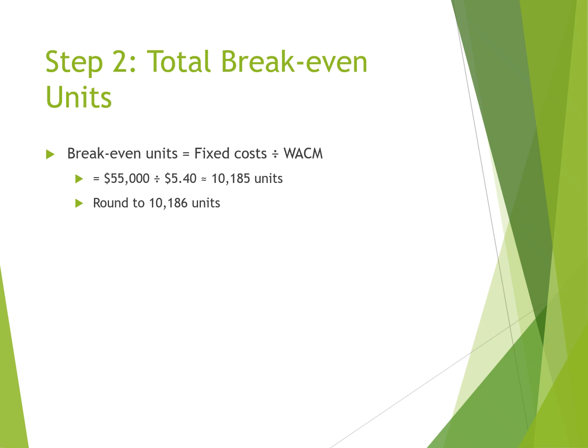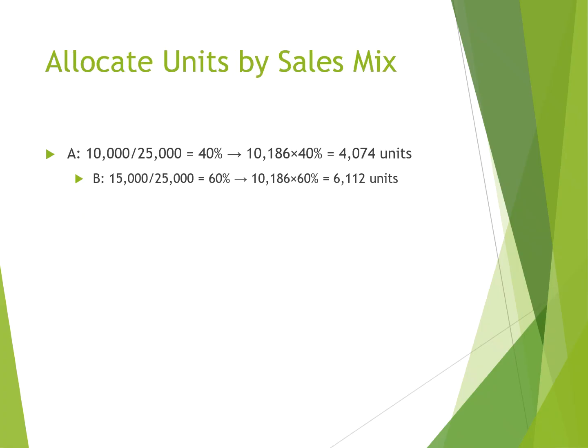To find the total break-even units, divide fixed costs by the WACM, 55,000 divided by $5.40, which is 10,185 units, which rounds to 10,186 units. Now we allocate these total units based on the sales mix. Product A is 40% of total units and product B is 60%. So break-even units are 4,074 units of A and 6,112 units of B.